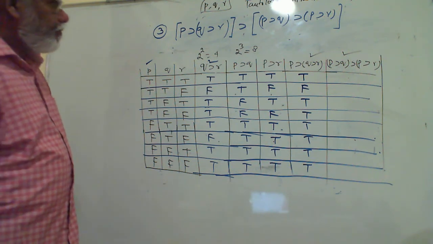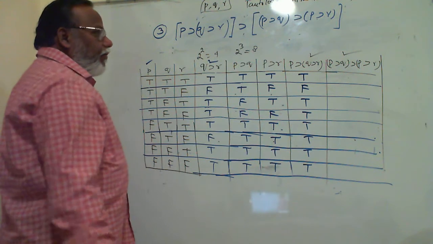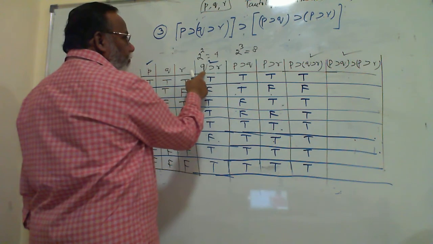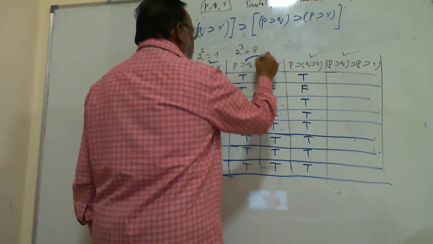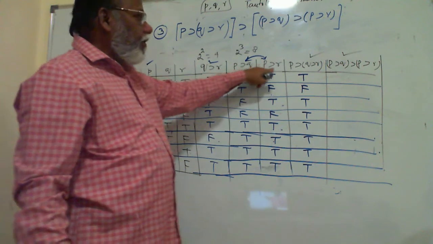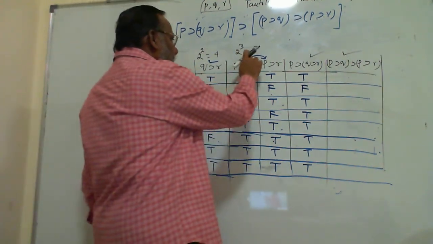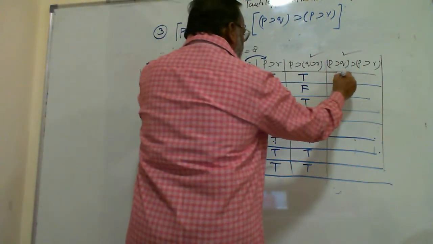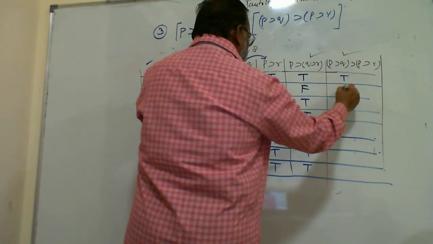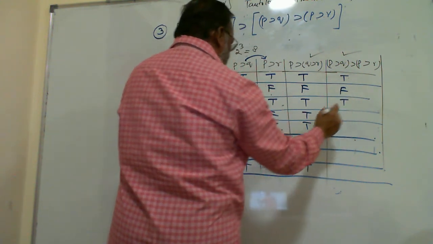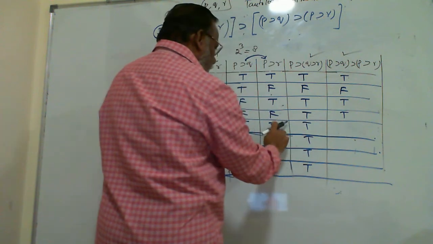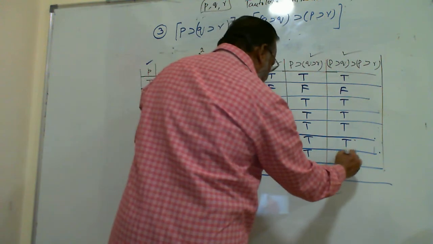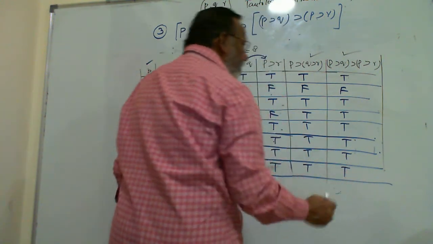Next one is the implication of this to this one, okay? This one implies this one, sorry, this one implies this. Now we do the implication of this with this. Okay, so it's again simple, we will be concentrating over here. T and T give me T, T and F give me F, F and T give me T, F and F give me T, T and T give me T, T and T give me T here, T and T again T, and T and T give me T.